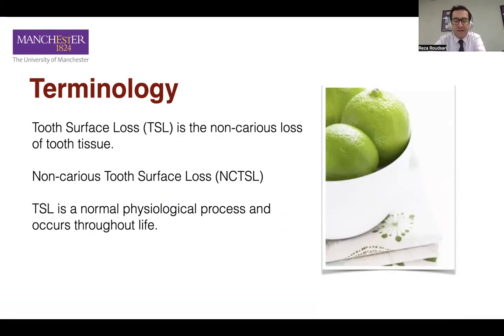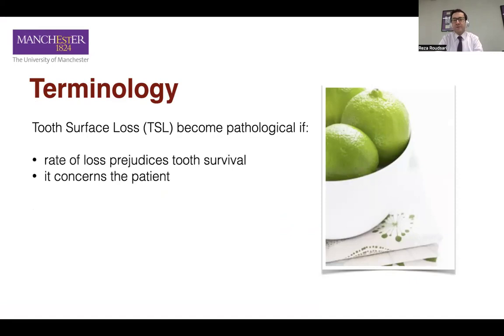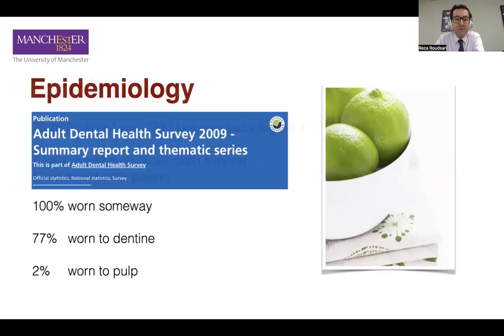So essentially, TSL, or tooth surface loss, is a normal physiological process and happens in all of us throughout our lifetime. Now, tooth surface loss becomes a disease, becomes pathological if, one, the rate of the tooth loss becomes so fast that it might compromise the survival of the tooth, or if it becomes a concern to the patient. So it becomes too sensitive, or they become concerned about how yellow or how translucent their teeth are becoming.